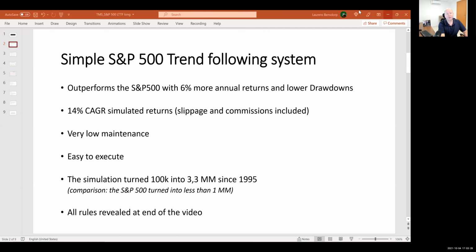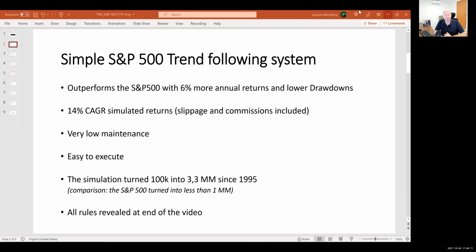There we are. So this is a simple S&P 500 trend following system. And it outperforms the S&P 500 with 6% more annual returns and has a lot lower drawdowns. So the simulation resulted in a 14% compounded annual growth rate, slippage and commission included. I did not include dividends. So if you would have gotten some dividend, that is not included in the compounded annual growth rate. I like to keep it conservative. So it is a system that is very low maintenance.